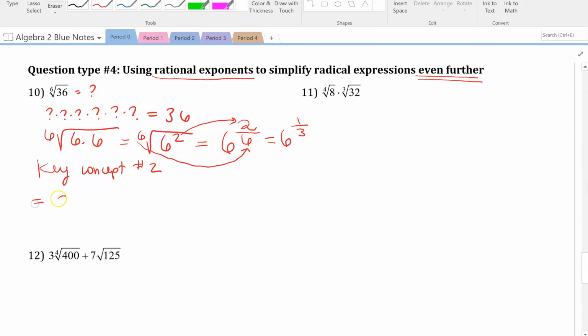And so that's equal to the cube root of 6, which, by the way, is that number that you multiplied by itself 6 times to give you 36. That number would have to be the cube root of 6.